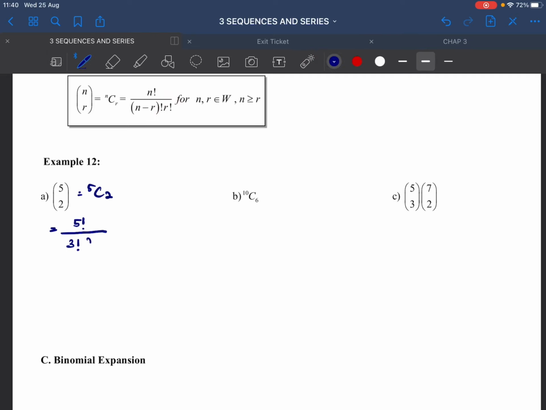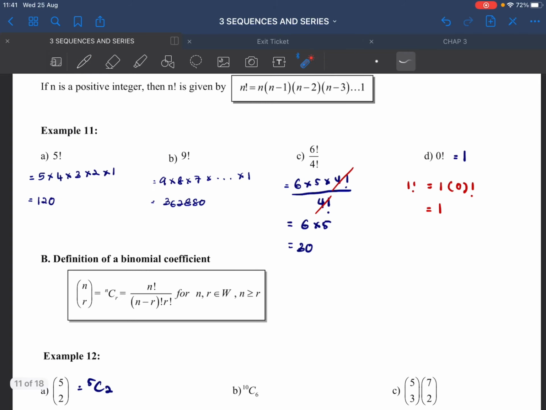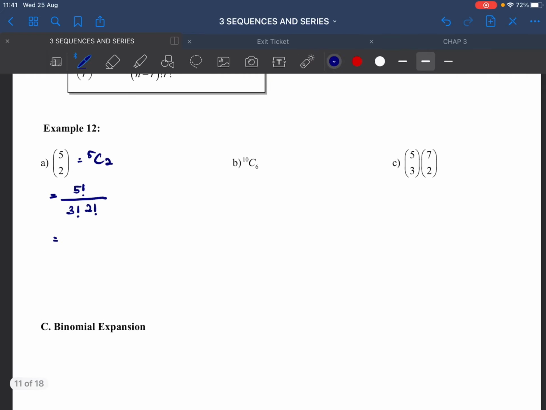R is 2 factorial. Okay, then you're going to press your calculator, or you can do this. Okay, if the question said without using calculator, you have to show this lah. So we will get 20 over 2, which is we will get 10. Okay, so that is how you use the formula binomial coefficient.